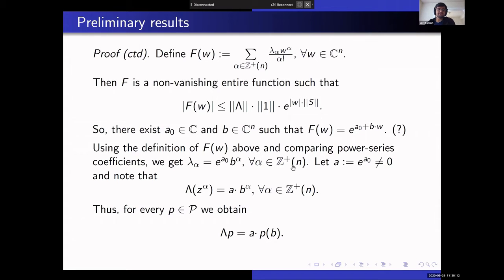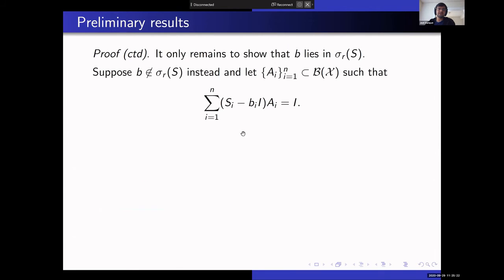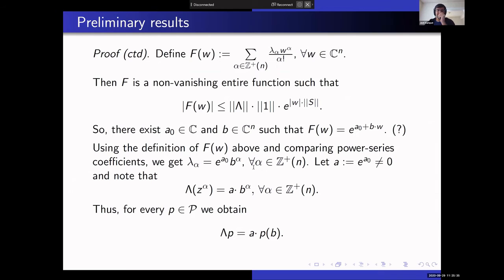Okay, so note that the only thing we now have to see is that the point B lies inside the right Harte spectrum. And the way I'm going to show it is I'm going to suppose that B is not in the right Harte spectrum, and I get this n tuple of operators for which this is true. And I'm going to provide a contradiction, and the contradiction I'm going to show is that lambda of 1 is 0, which cannot happen because lambda of 1, the constant function 1, is a, and a was chosen to be non-zero. So that's what I have in mind.